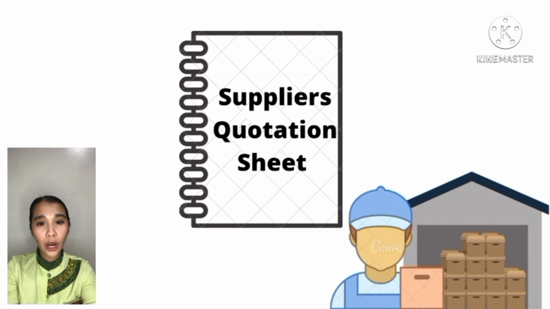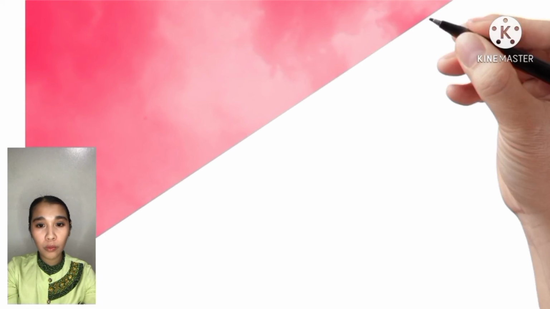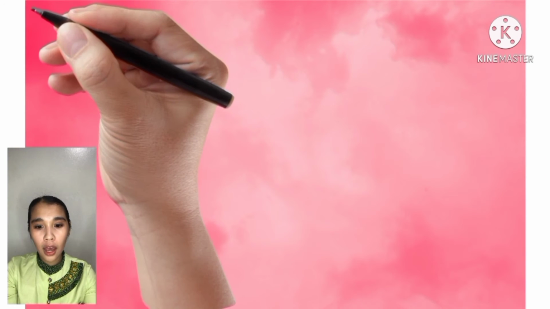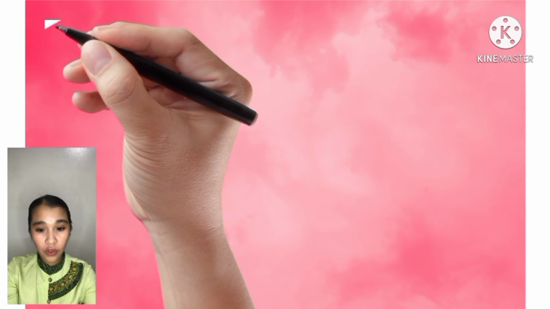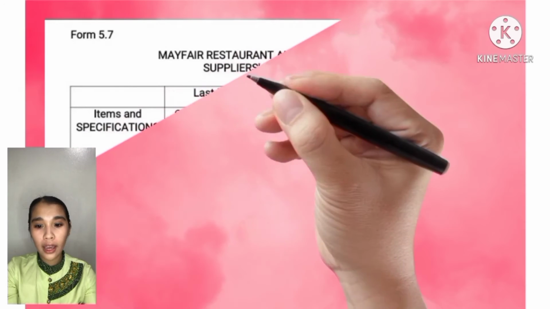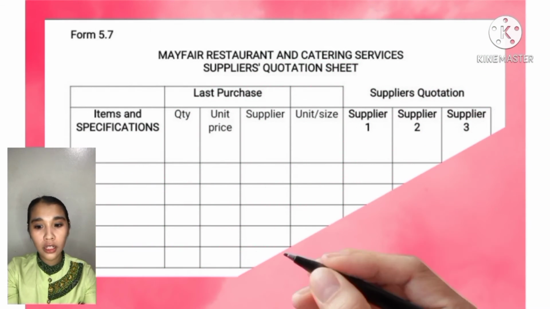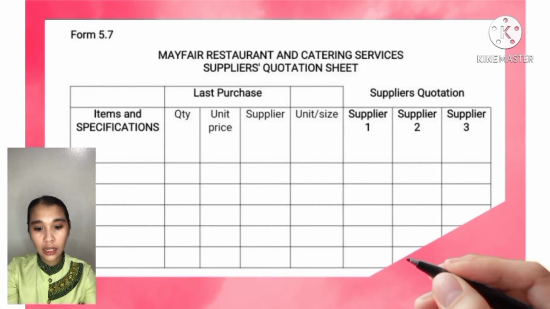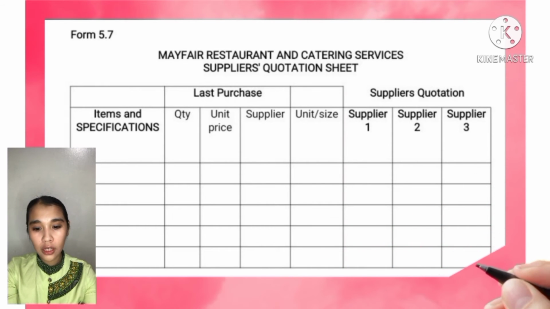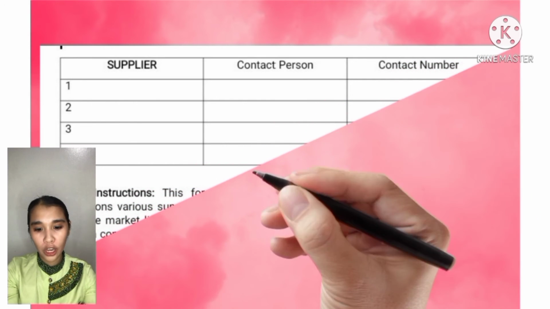Last is about the supplier quotation sheet. As you can see at the upper part, we can see the last purchase and supplier quotation. And the first row is item and specification. And we can see the quantity, unit price, supplier, unit or size, supplier 1, supplier 2, and 3. Then we can also see the contact person and contact number of the supplier.